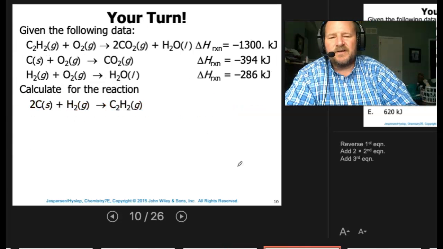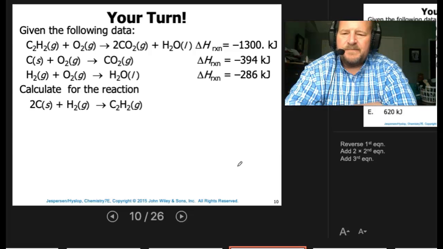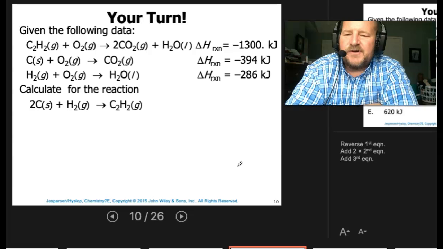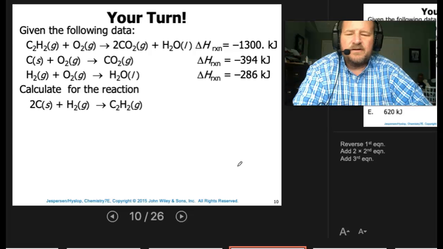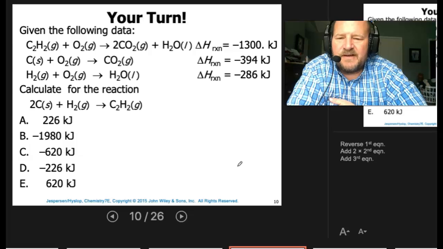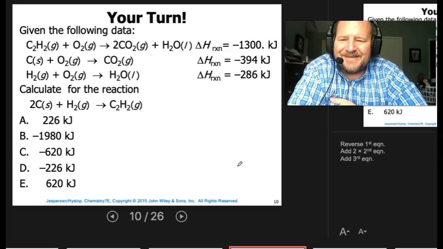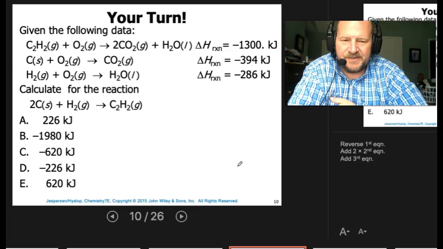All right. Realistically on your test, I'm going to ask you to do something like this. Given the following data, calculate for the reaction 2 carbons plus H2 goes to acetylene. So given all that stuff that we just did, how would you get the answer, right? So you're going to flip it, add it, subtract it, multiply it, do whatever it is you have to do. You have 3 basic equations up top. I want you to use those to calculate the delta H for the reaction at the bottom here. 2C carbon solid plus H2 gas goes to acetylene gas.